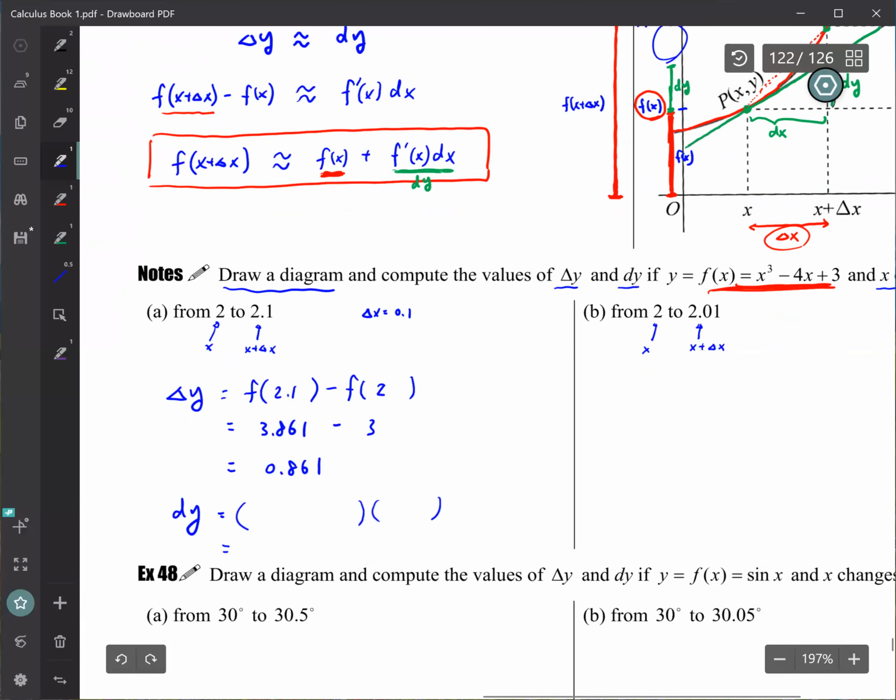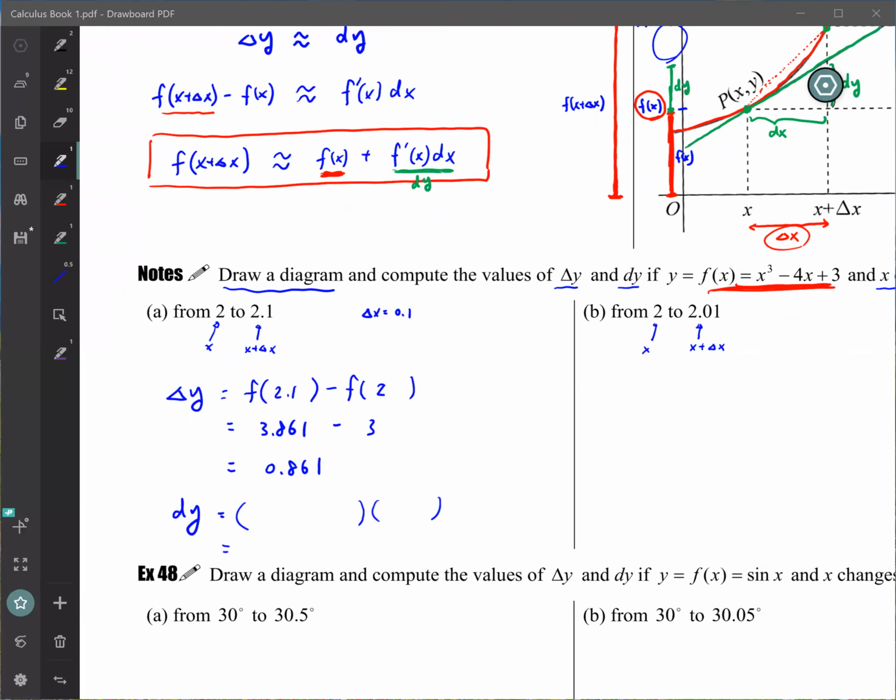If you have any questions, let me know. How would we draw, like when they say draw a diagram? We'll draw it together. Let's find the value first, and I'll explain.